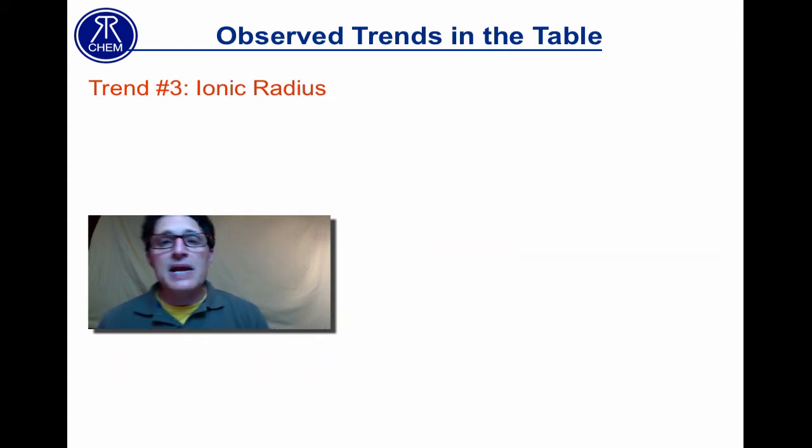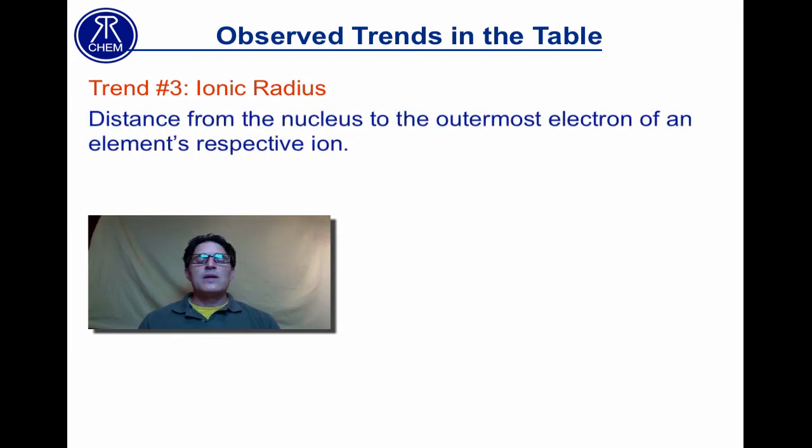So the trend in ionic radius is going to be similar to the trend in atomic radius. When we're talking about an ion, we're either talking about adding an electron and calling that an anion, or removing an electron and calling that a cation. Cation is positively charged, and you can remember that because the T in CAT is a positive sign, so you're creating a positive ion. Anion has an N in it, meaning a negative ion. The distance from the nucleus to the outermost electron of an element's respective ion refers to the ionic radius.